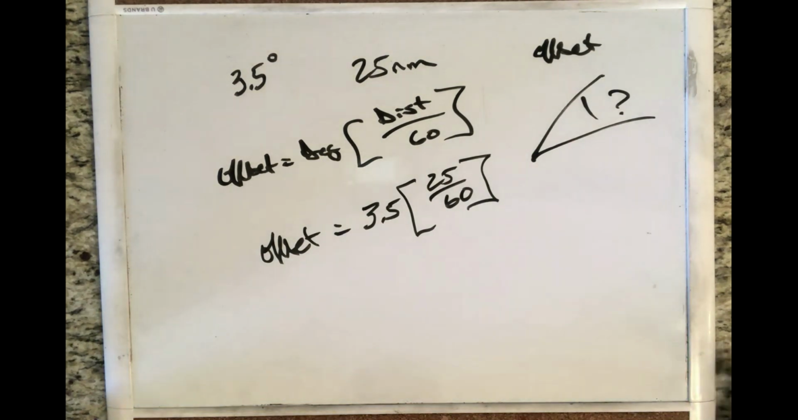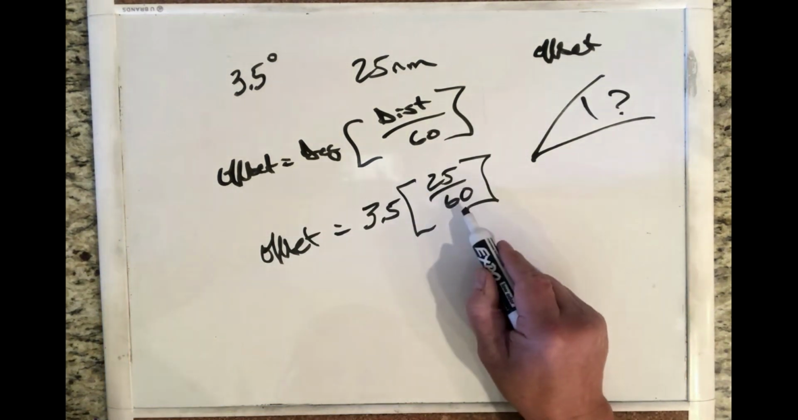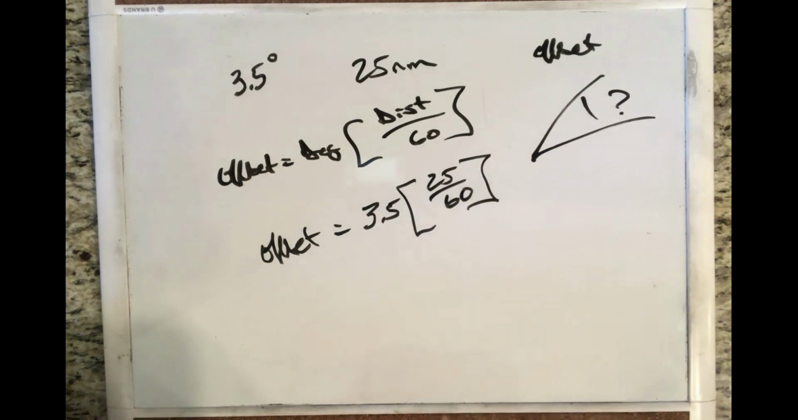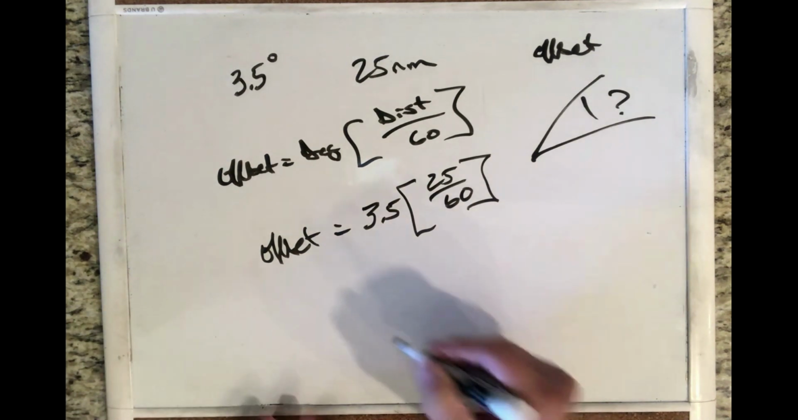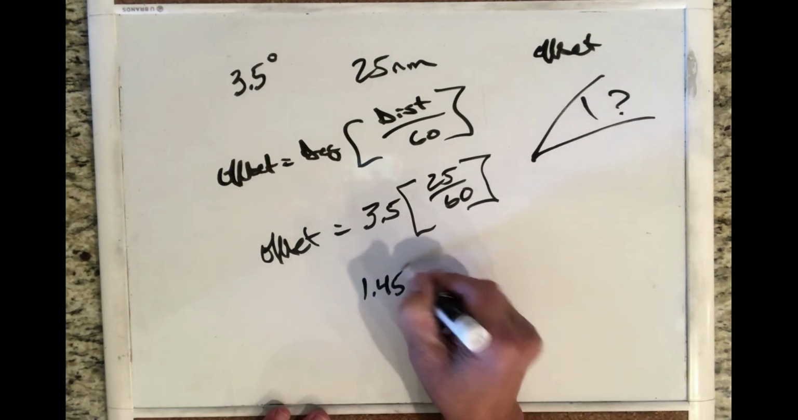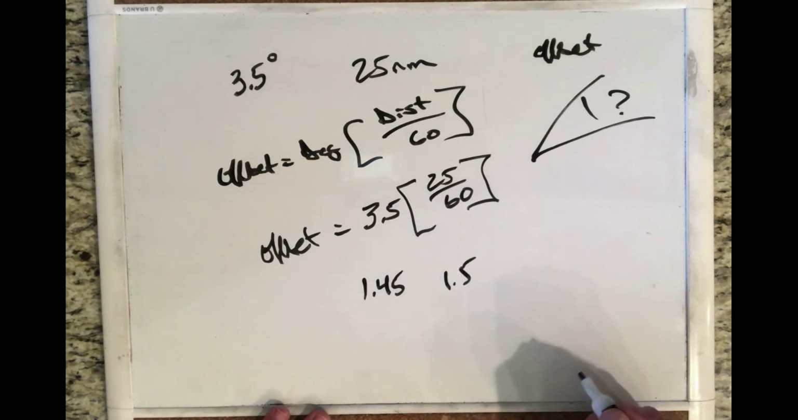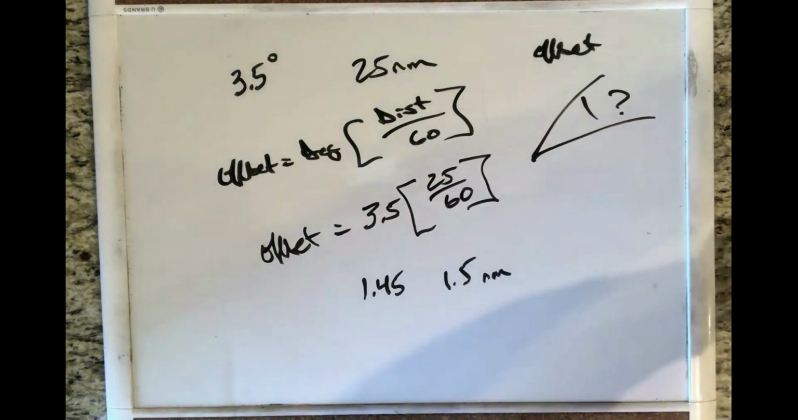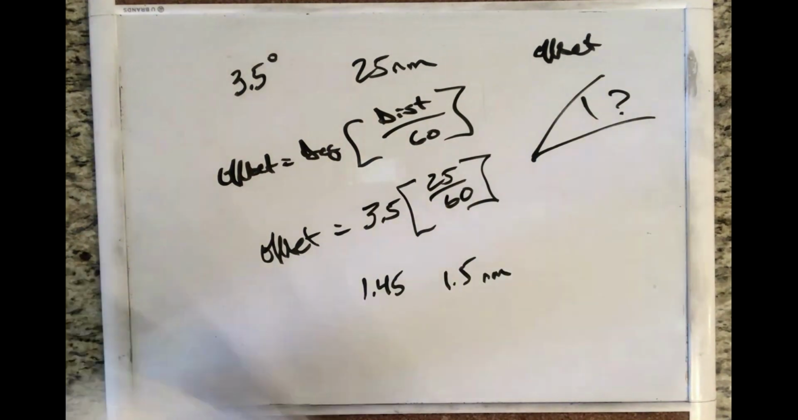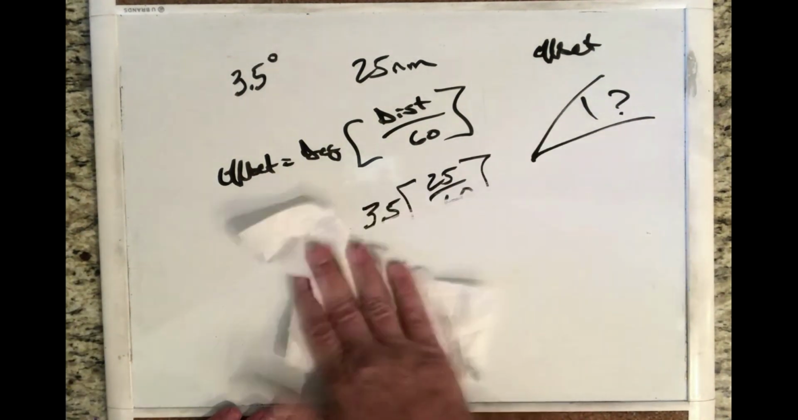So if we do this math, 25 divided by 60 times 3.5, we are 1.45, or 1.5 if you want to round it up, nautical miles off course. There you have it. Okay. Let's do another problem that would be a little more realistic in the cockpit, although that question is actually very realistic.